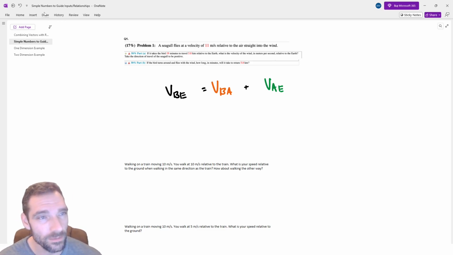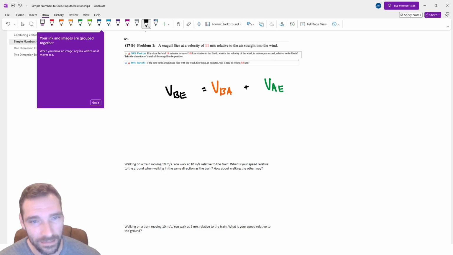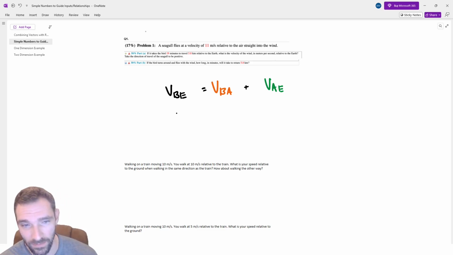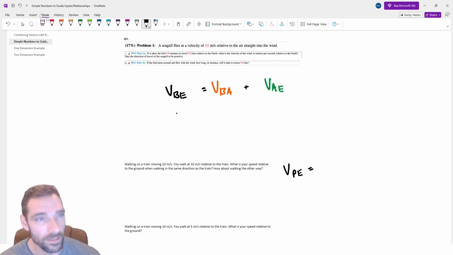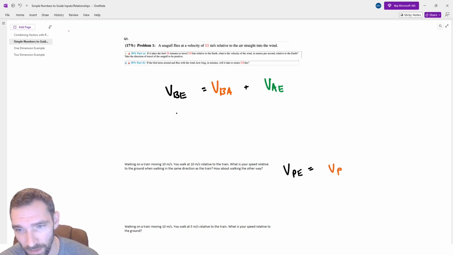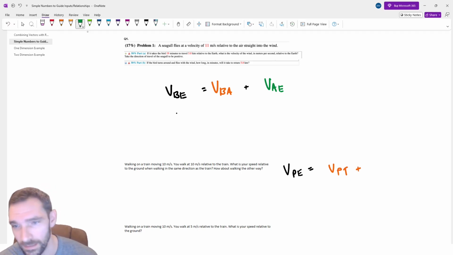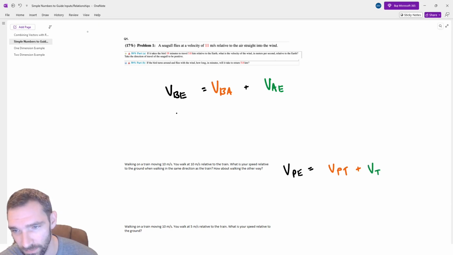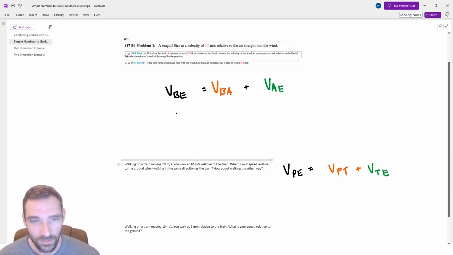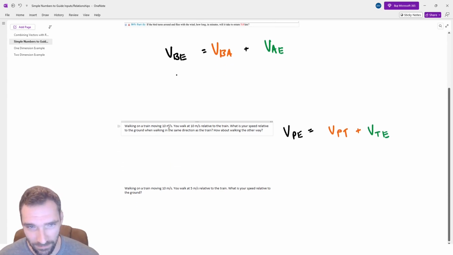Now, the seagull problem, unfortunately, is not the nicest of numbers, but we can look at the same sort of idea here when you have some sort of velocity of a person relative to the earth being equal to the velocity of, say, the person relative to the train, and the velocity of the train relative to the earth. And if you're wondering, what numbers go where? You can use simple numbers like 10 meters per second.